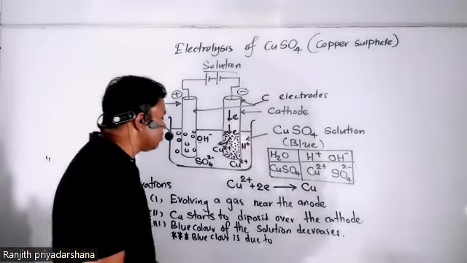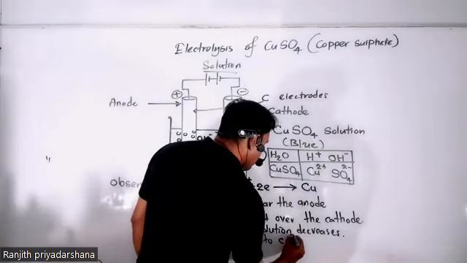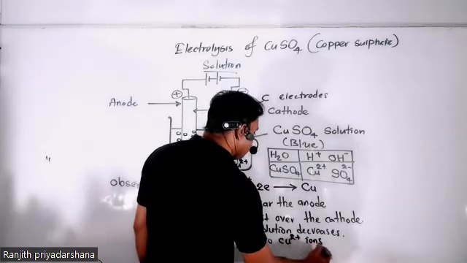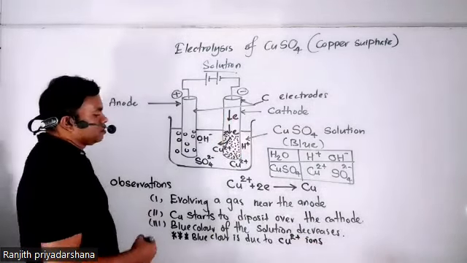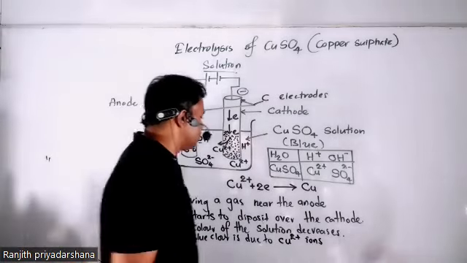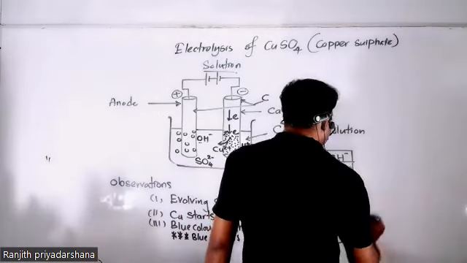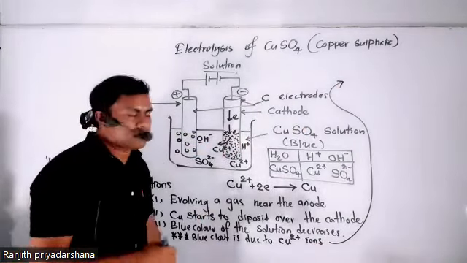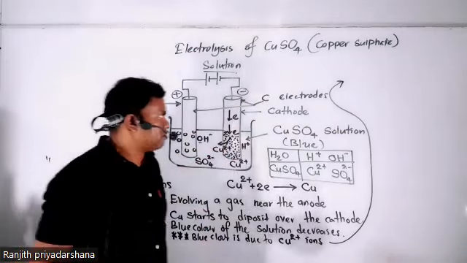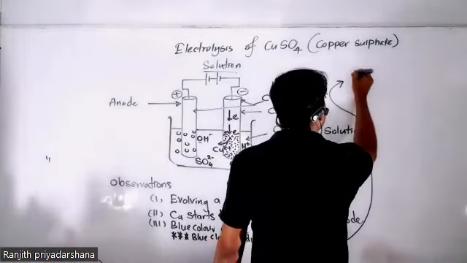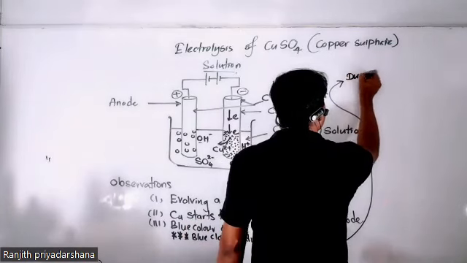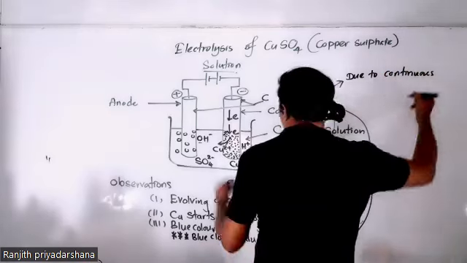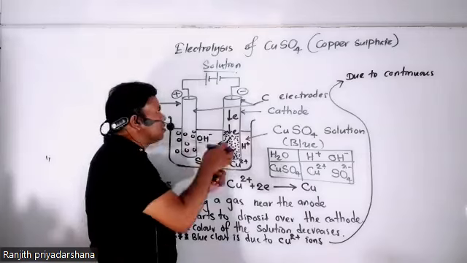Blue color is due to Cu2+ ions. How to make them constant? Due to continuous deposition or removal from the solution. Continuous removal of Cu2+ ions from solution, blue color decreases.